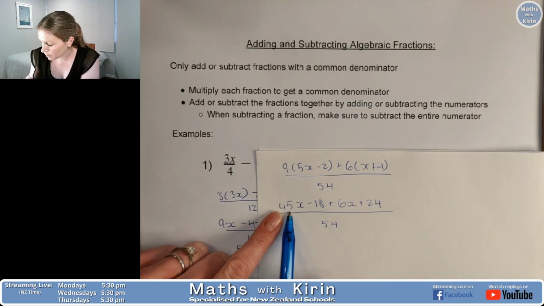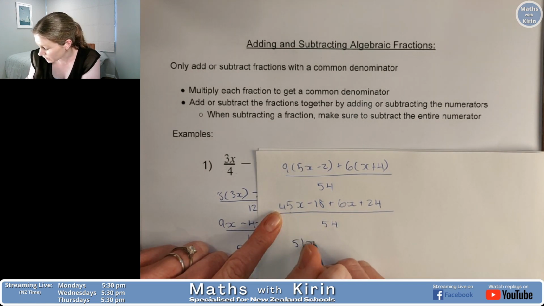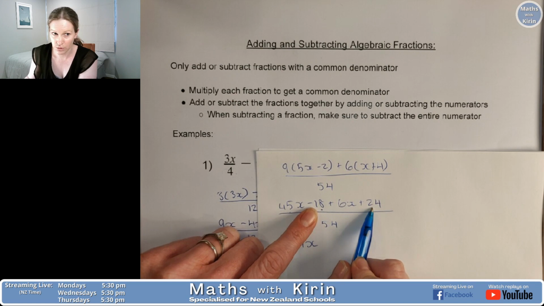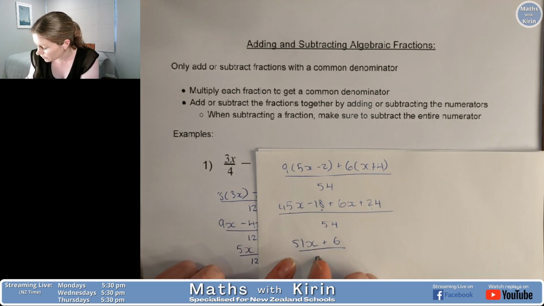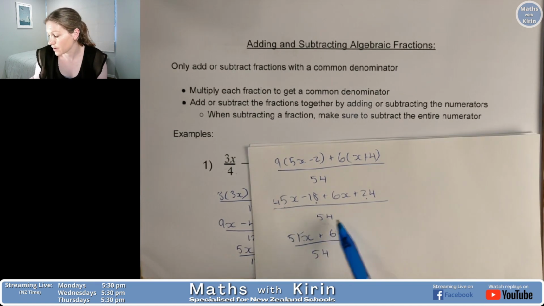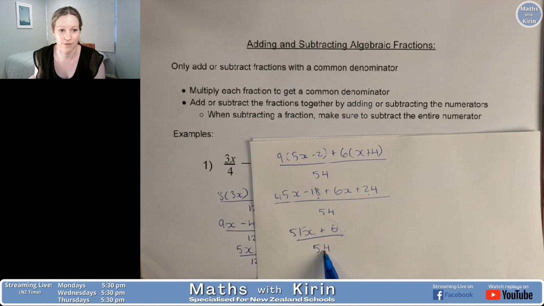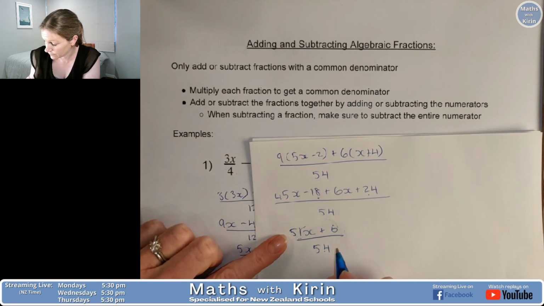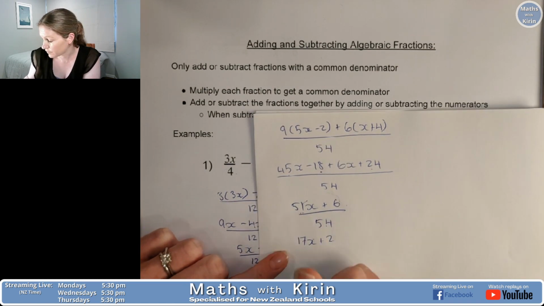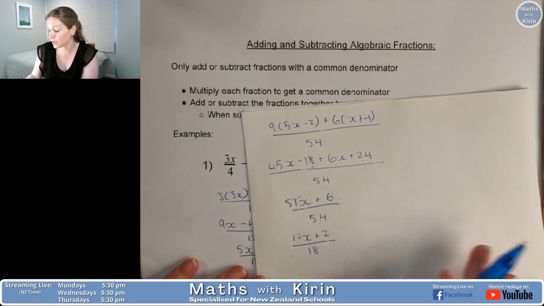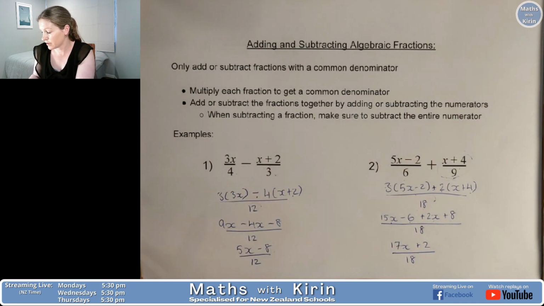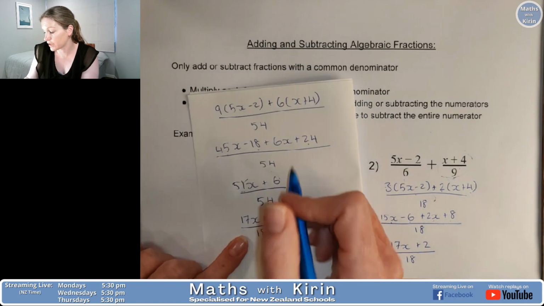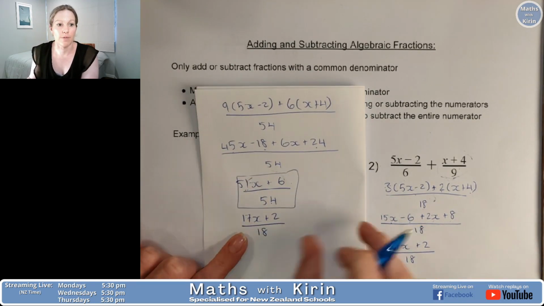And then simplifying our top line, 45x plus 6x is 51x. Negative 18 plus 24 is positive 6 all over 54. So here, 51x, 6, and 54 all have a common factor of 3. So if we divide these terms individually through by 3, 51x divided by 3 is 17x, 6 divided by 3 is 2, and then 54 divided by 3 is 18. So you still get the same answer, 17x plus 2 over 18, but you needed to spot at this step that you can divide through by 3.